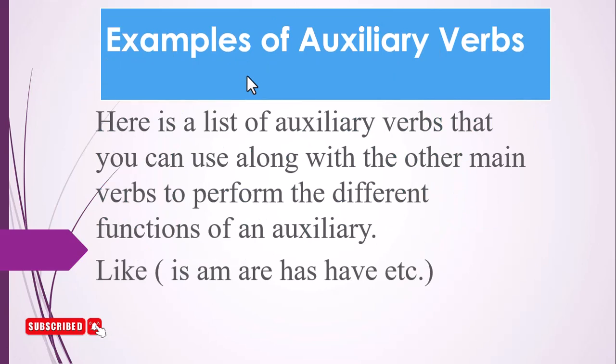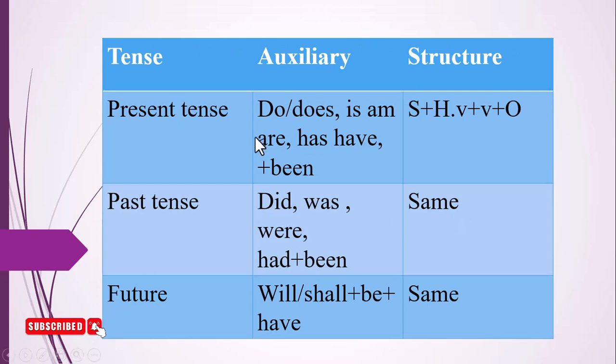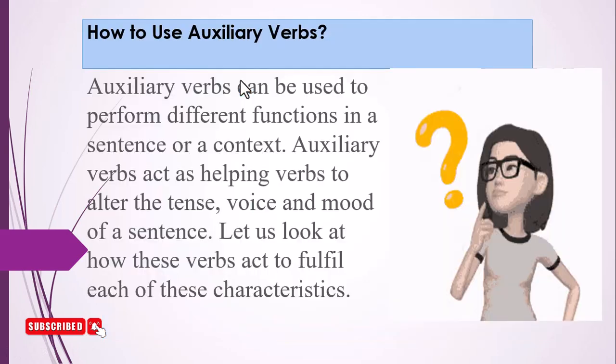Here are some instances of auxiliary verbs, the different examples of primary ones. In primary, we can say the helping verbs like is, am, are, has, have, etc. We can add was, were, and these all. And then there is a table that shows what the auxiliary verbs are in the primary mood and what structures we will use in our sentences in our talk. So these are the present, past, and future auxiliary verbs.